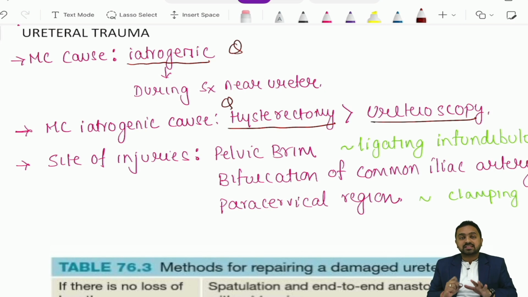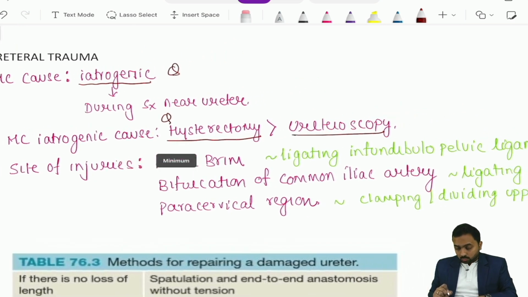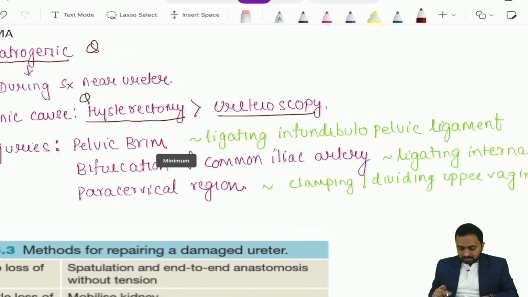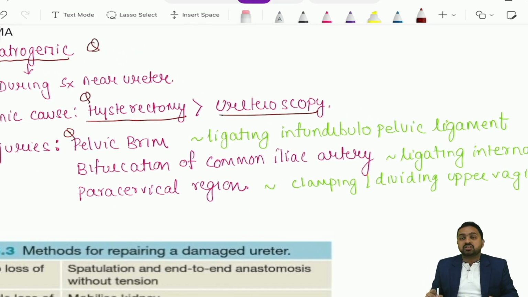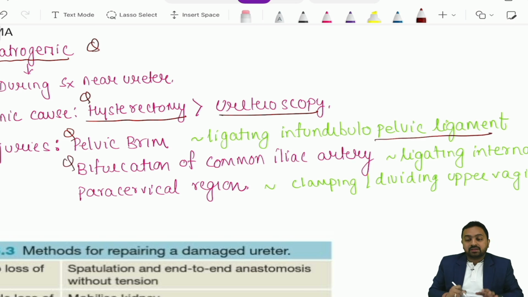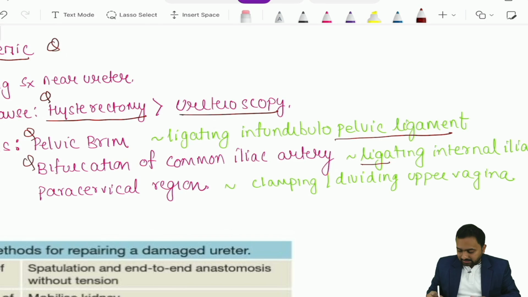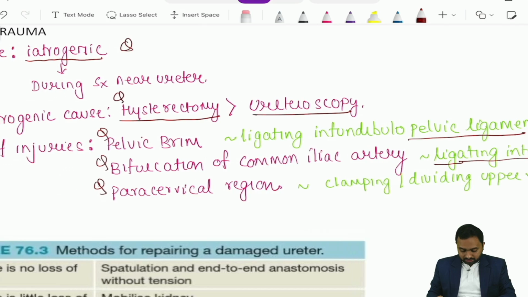Now, what are your various sites of injury? So here we have correlated your various sites of injuries with your various steps. So at the pelvic brim, it occurs during ligation of your infundibulopelvic ligament. At the bifurcation of your common iliac artery, it occurs during ligation of your internal iliac artery, and at the paracervical region it occurs because of clamping or dividing of your upper vagina.